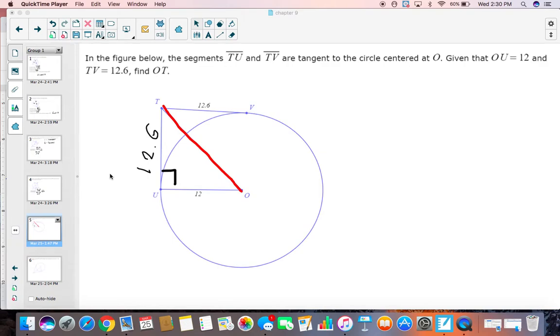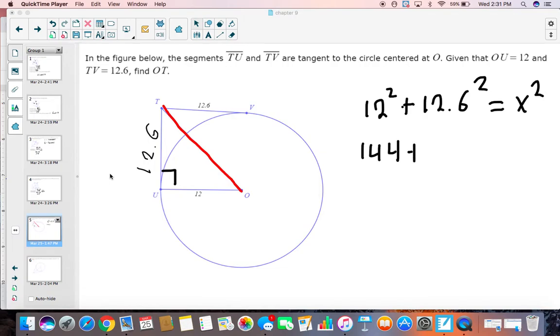We should have 12 squared plus 12.6 squared, and that's going to be equal to our hypotenuse, or let's just say x squared. 12 squared gets us 144, plus 12.6 times 12.6 is 158.76, equals x squared.